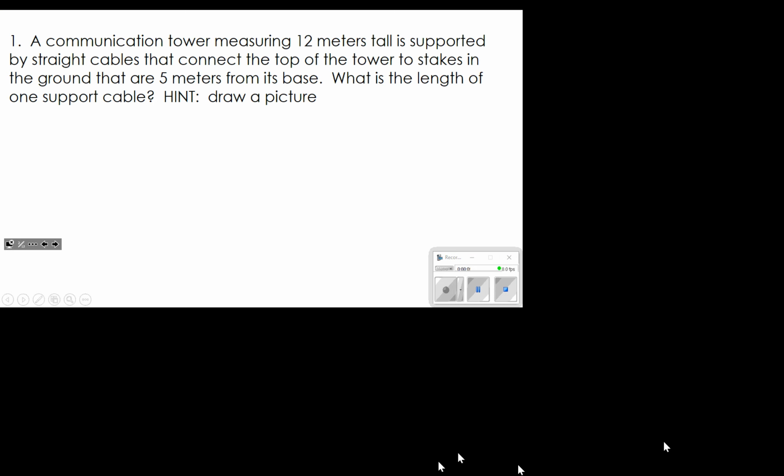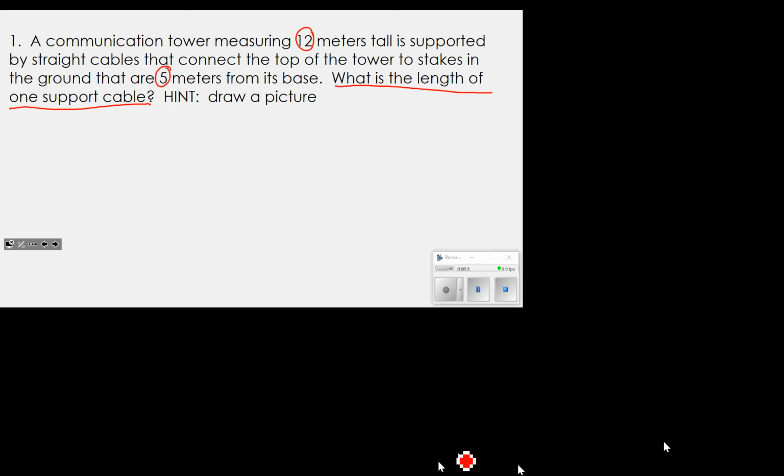Here's question number 1. A communication tower measuring 12 meters tall is supported by straight cables that connect the top of the tower to stakes in the ground that are 5 meters from its base. What is the length of one support cable? And it tells us to draw a picture.